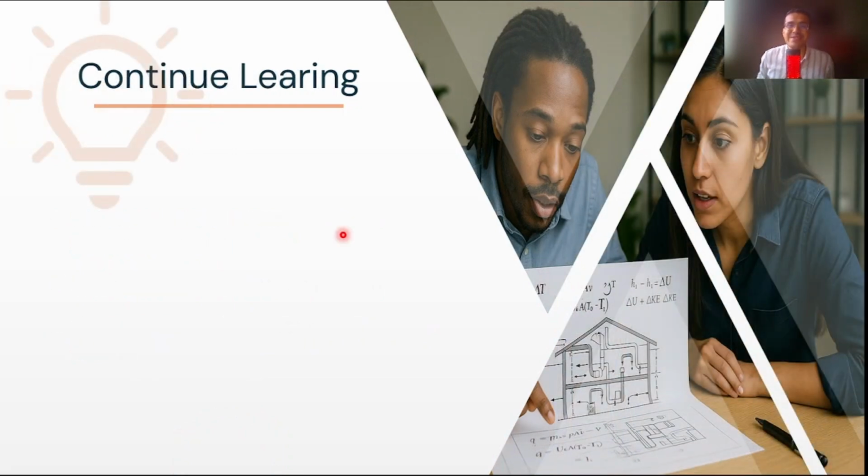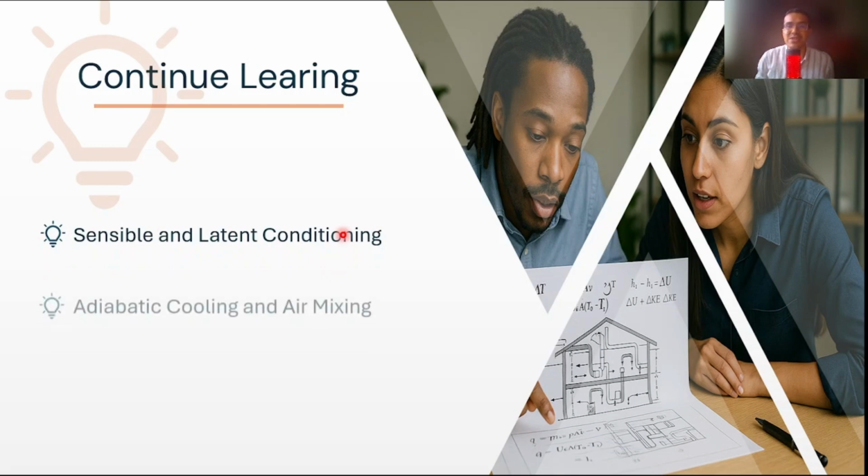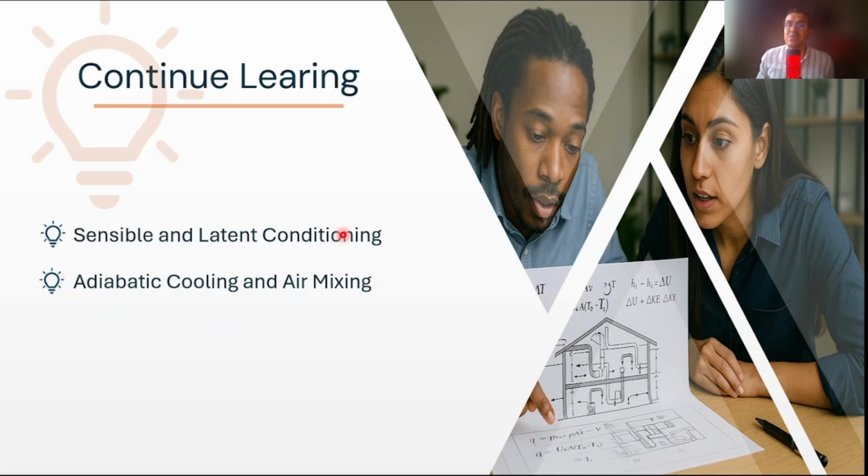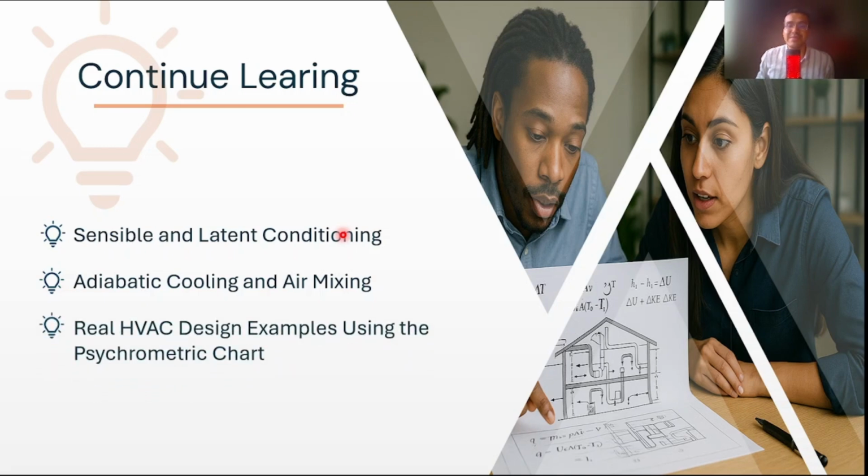Now that you understand how HVAC processes appear on the psychrometric chart, it's time to dive deeper. In the next video, we'll explore sensible and latent conditioning in more detail, how heating, cooling, and dehumidification change the air. Then we look at evaporative cooling and air mixing, and how these passive or low energy processes behave differently on the chart. Finally, we'll apply what you've learned in real HVAC design examples that use psychrometrics to guide decisions.